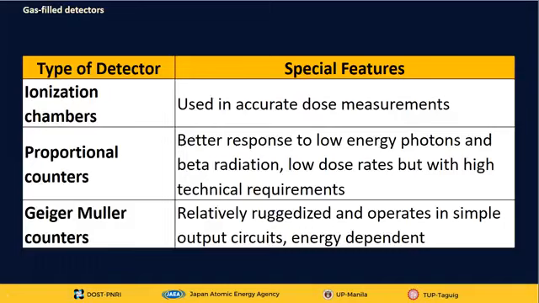So the special features: ionization chambers are used in accurate dose measurements. Proportional counters have better response to low energy photons and low dose rates but with high technical requirements. And the Geiger-Müller counters are relatively ruggedized, operate in simple output circuits, and are appropriate for contamination measurements.